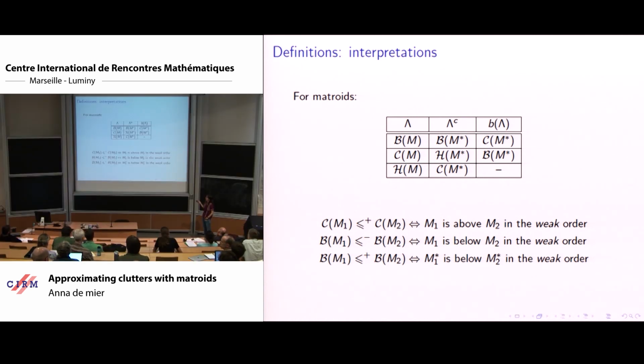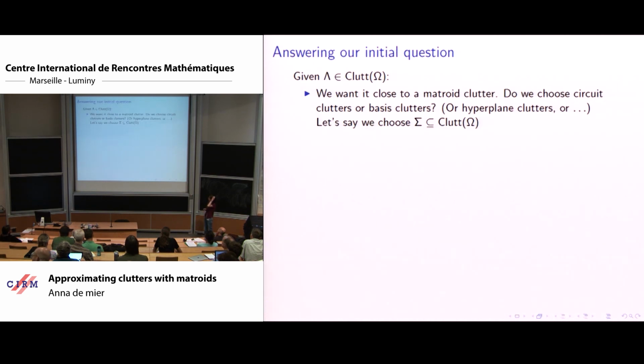If we are thinking of clutters with the plus order, then this order is extending the weak order. So this order restricted to circuit clutters is the weak order. Okay, so what's the setting? We have our clutter lambda, and we want to see which circuit clutters, or basis clutters, or hyperplane clutters, or any family of clutters, are closer to it. So we'll have a family sigma, which are our target clutters. The motivation was matroid clutters, but they could be just any family of clutters that we like.